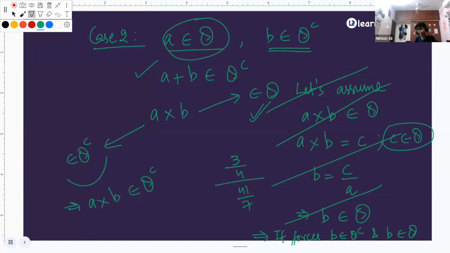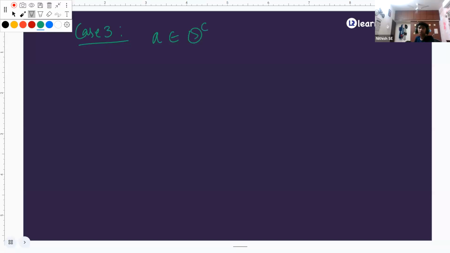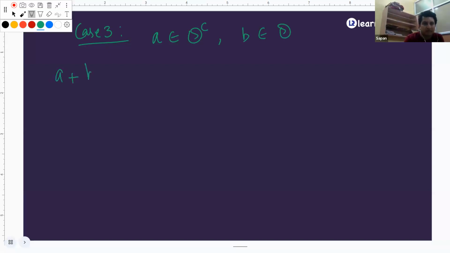So shall we see case 3? Sorry, I erased all of that. Remember what case 3 was: A is an irrational number and B is a rational number. Now, what about A plus B? It will be irrational. Think and tell.